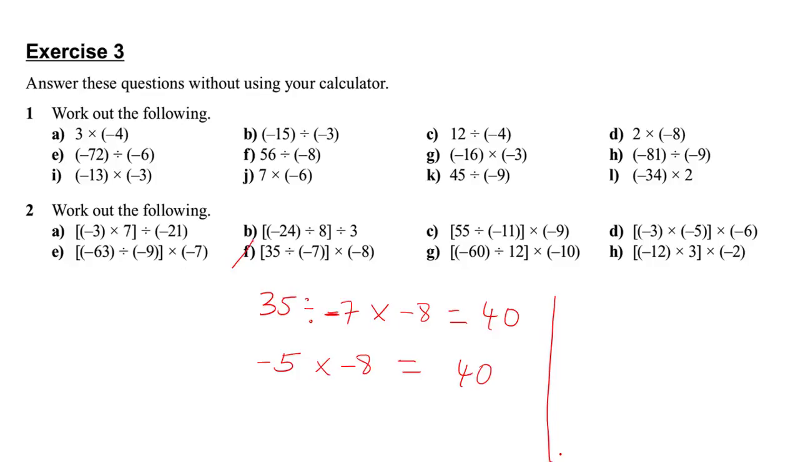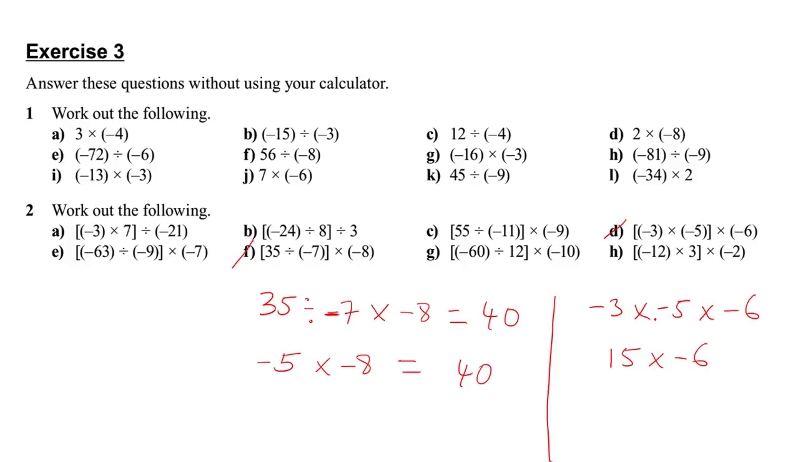Okay. Now let's try another question. I'm going to do question D for you. With question D here, I've got negative 3, and I'm timesing negative 5, and I'm timesing negative 6. When you have a question like this, do these things in pairs first. They're all times, so I can do them in any order. So you do the negative 3 times negative 5 first, which is positive 15. Then you're going to times by negative 6.